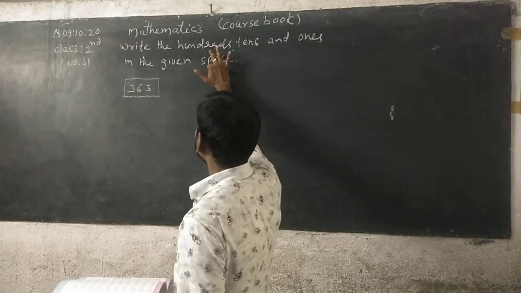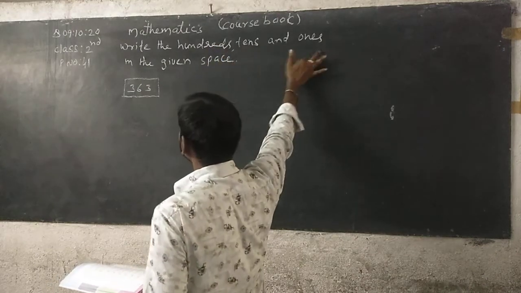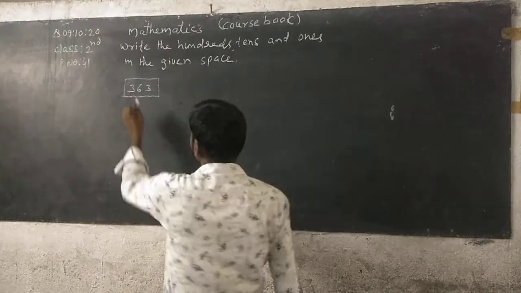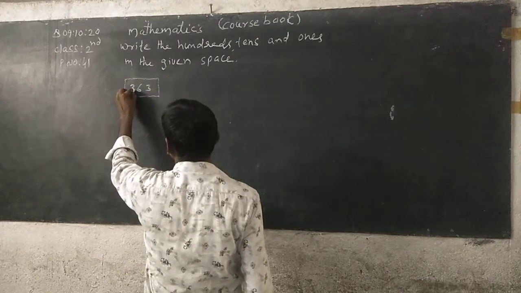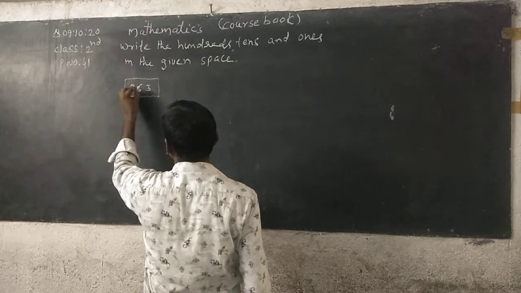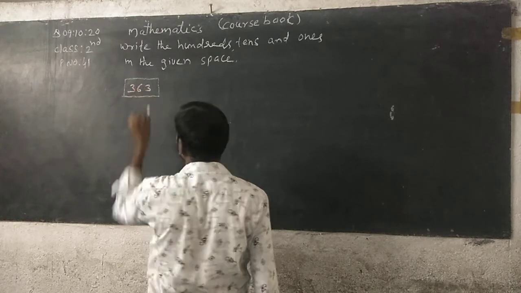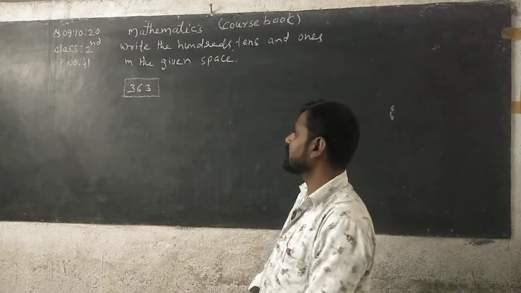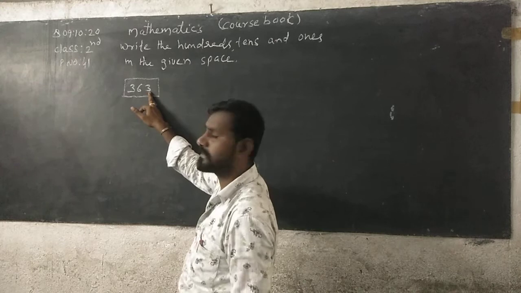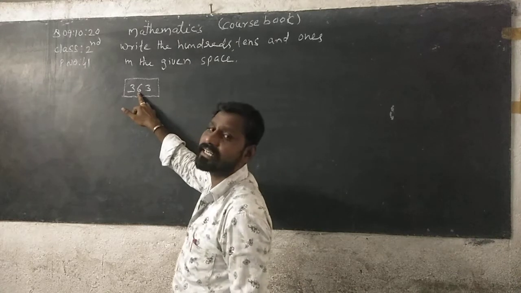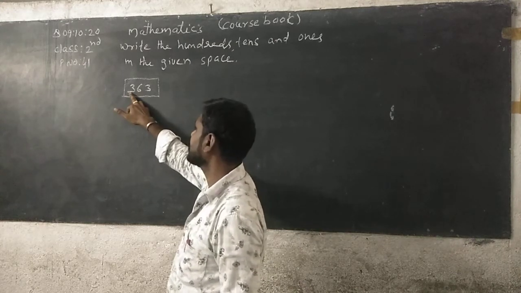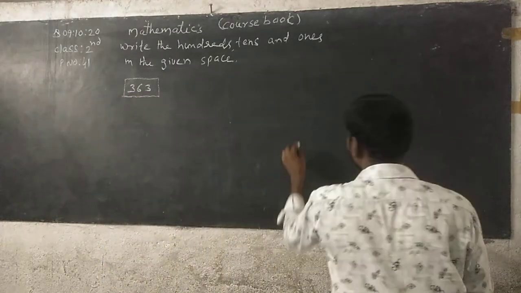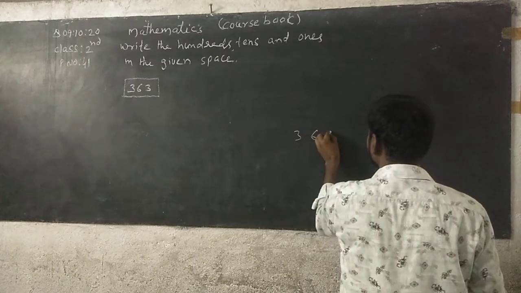Write the hundreds, tens and ones in the given space. So this is a 3-digit number, beta. 3-digit number 363. Listen carefully. 363. See here, from right to left, 3 is in ones place, 6 is in tens place, and 3 is in hundreds place. In the given number 363, listen carefully.